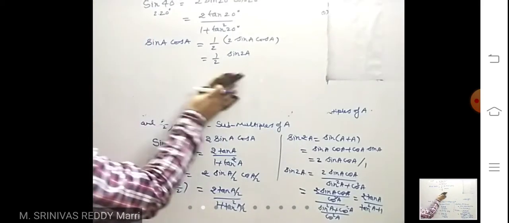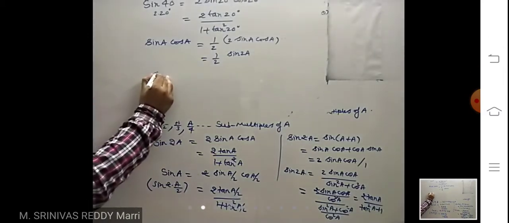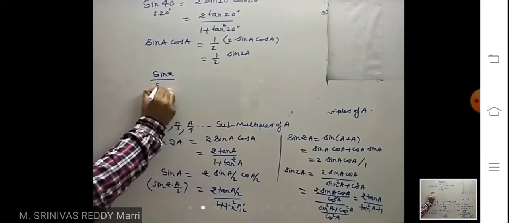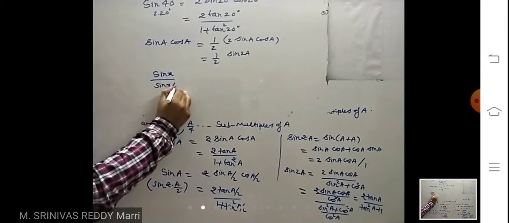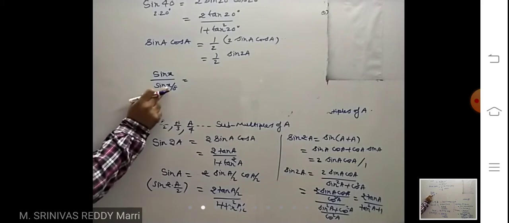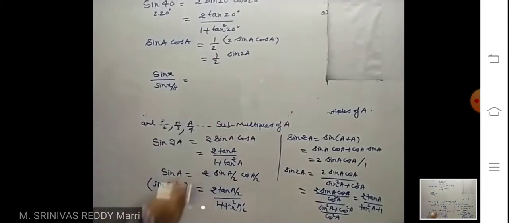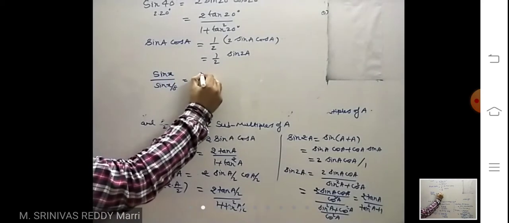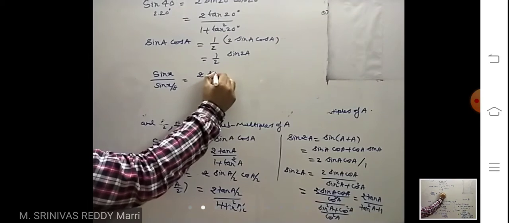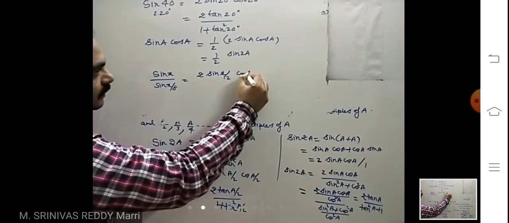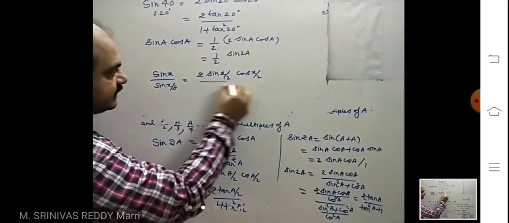Suppose take an example. Suppose an angle is like this: look at sine x divided by sine x by 8. Now this is x by 8. Obviously the numerator you will convert. That means sine x can be written using the 2 sine cos formula as 2 sine x by 2, cos x by 2. Half the angle, nothing more. Easy formula.